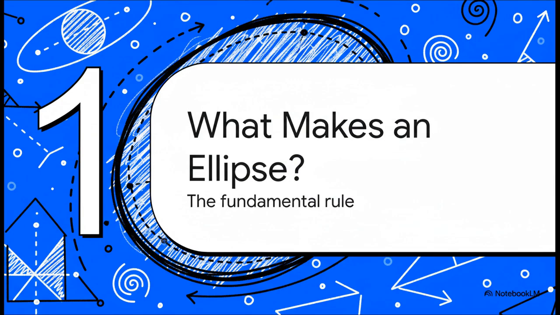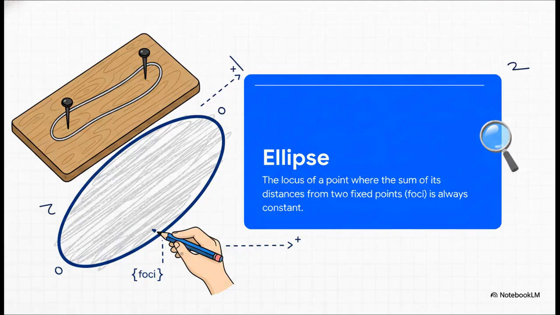All right, so first things first, what actually makes an ellipse an ellipse? It all comes down to one surprisingly simple, totally unbreakable rule that governs its perfect form. Okay, that definition sounds a little dense, right? But what it means in practice is actually way simpler than it sounds.